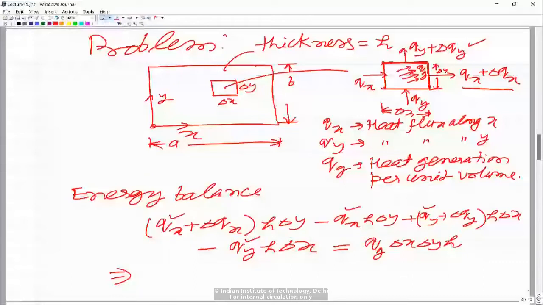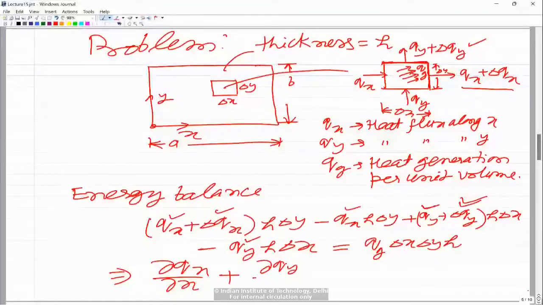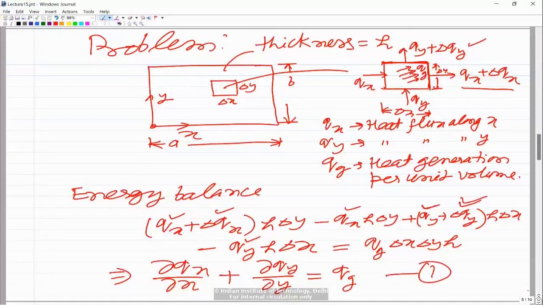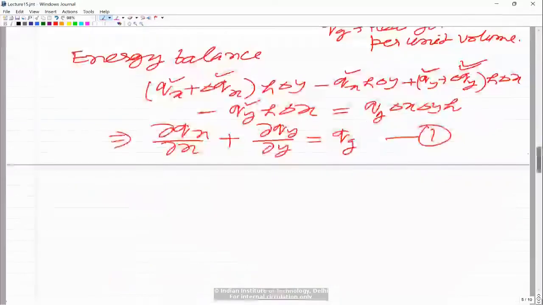The first term will give you del qx by del x, because when dividing by delta x delta y into h, we are left with delta qx upon delta x, which in the limit when delta x goes to 0 becomes del qx by del x. Similarly, this term will give you del qy by del y, equal to qg. Let us say this is equation number 1, in terms of heat fluxes qx and qy. Now we want to express this equation ultimately in terms of only one unknown variable, that is temperature.